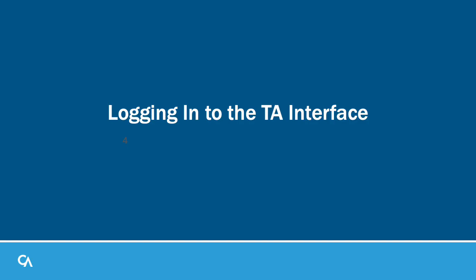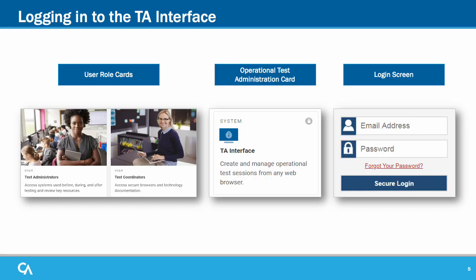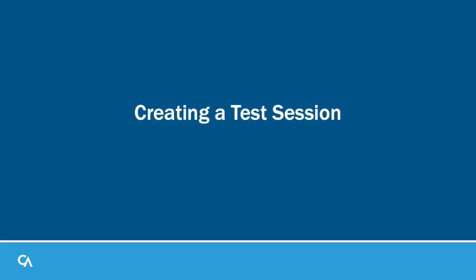The TA interface is used to create and manage test sessions that students join to complete online tests. We will begin with instructions on how to log in to the interface, followed by a review of the features in the TA interface. To log into the TA interface, go to the state portal, select the appropriate user role card. On the next page, click the system card used for operational test administration. Enter your username and password, and then click Secure Login to continue. The first step in administering any test is to create a test session.